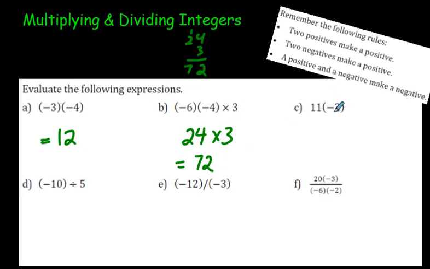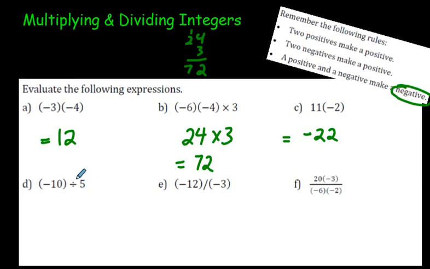This one here, 11 times -2. Okay, well, the signs are different. We've got a positive sign and a negative sign. So if the signs are different, you will get a negative answer. So it's going to be negative. What's 11 times 2? That one's nice and easy. 22. Okay, so that answer equals -22. Let's try the next one.